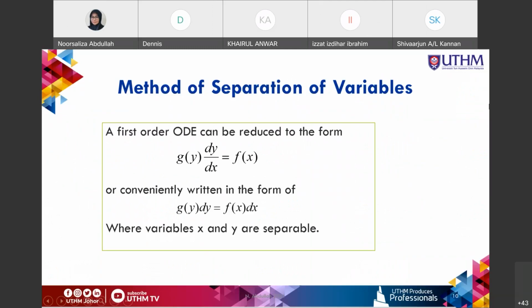Okay, now we go to the first method in solving the ODE, which is the method of separation of variables. It means you separate the variables. You have two variables, you separate both of them.